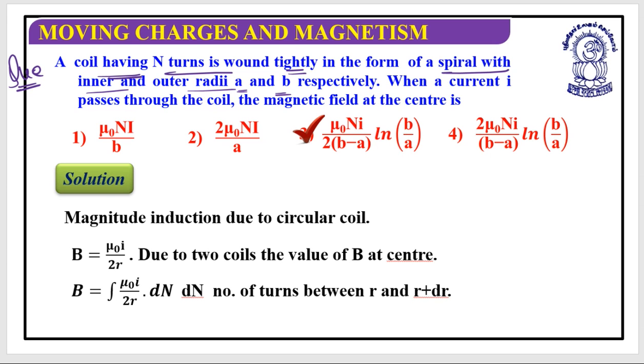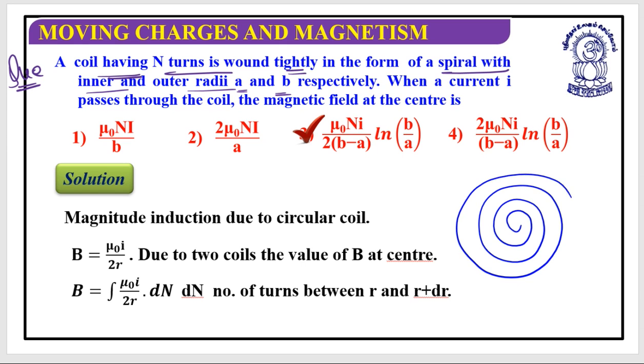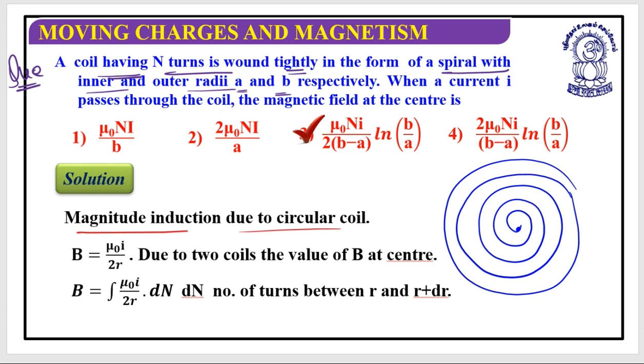So first thing, do you understand the question? It is something like this, that this coil is there and it is something like this. It's a spiral coil. The inner radius would be A and outer radius would be B. That is what they are saying. So if I understood well, magnetic induction due to any circular coil could be written as B is equal to mu naught I by 2r. Yes, so this is the value of magnetic field at its center due to a single circular coil. Now what I have is a coil having n turns.